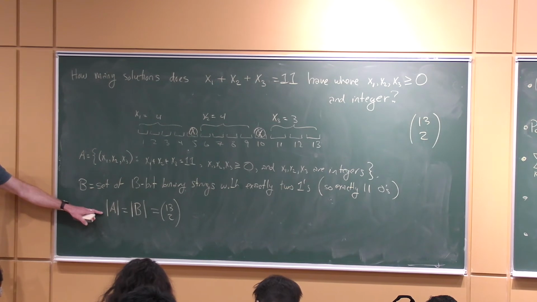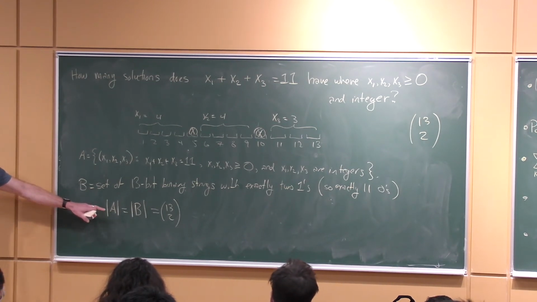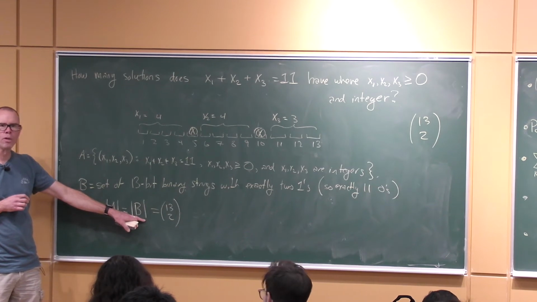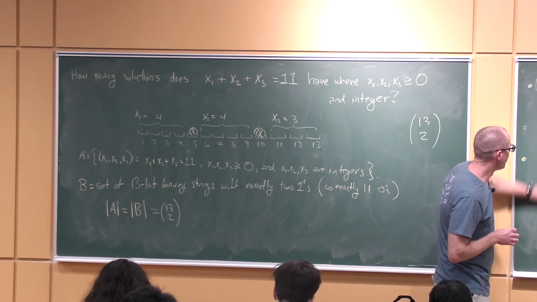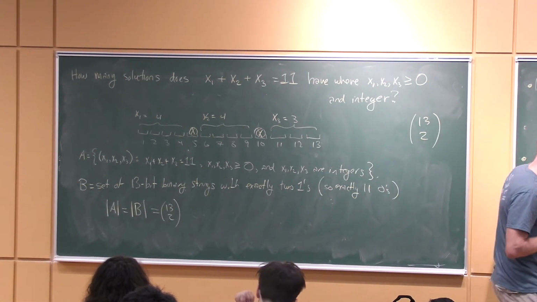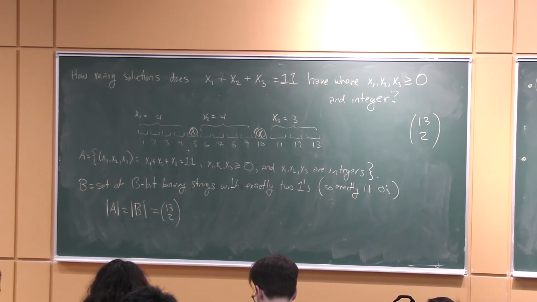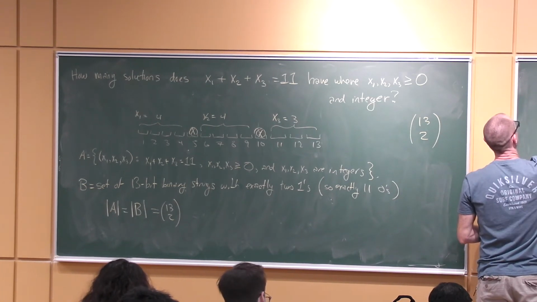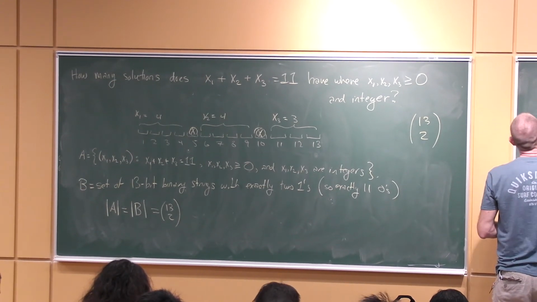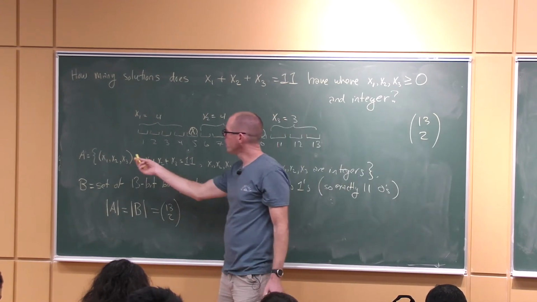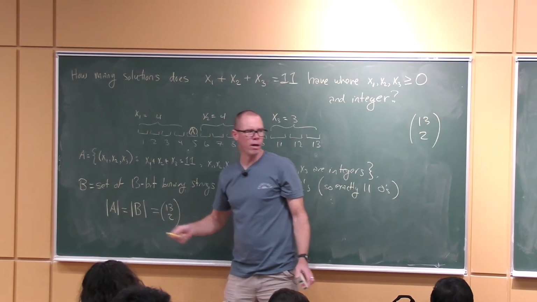And that means we need to give a function which will take something from A and map it onto something from B, and then show that that function is a bijection. Now you may have forgotten what bijection means, but we'll do that. So here's the function f from A onto B, from this set of solutions onto this set of binary strings.